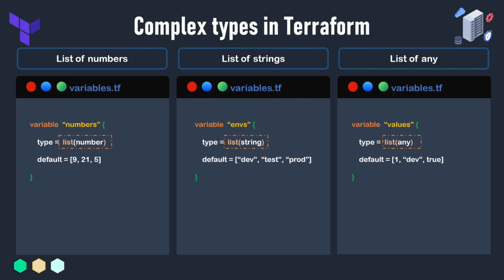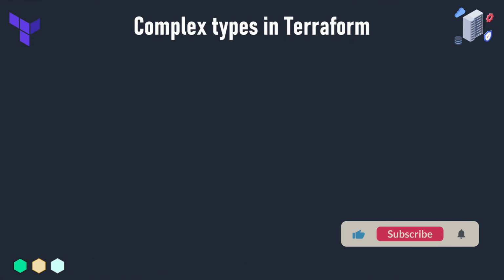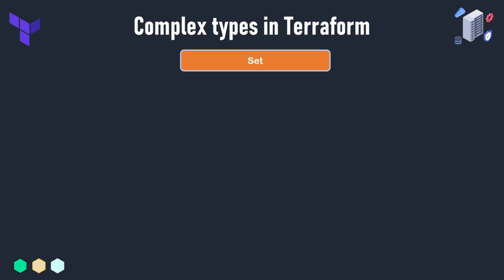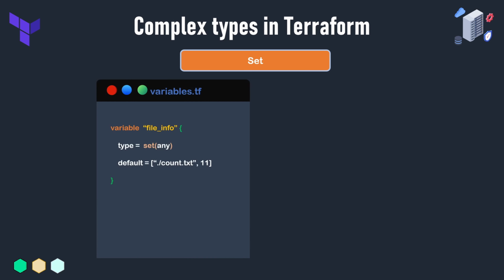Let's talk now about the set type. A set is a collection of values that does not allow duplicate elements. This can be handy when you want to ensure uniqueness within a group of elements. We tell Terraform that the variable is of type set using the set constructor, and between the parentheses, we mention the type of values that are allowed in this set.